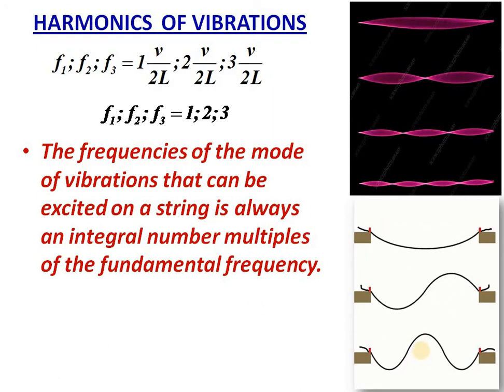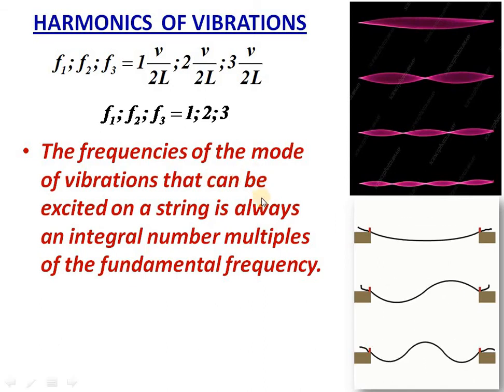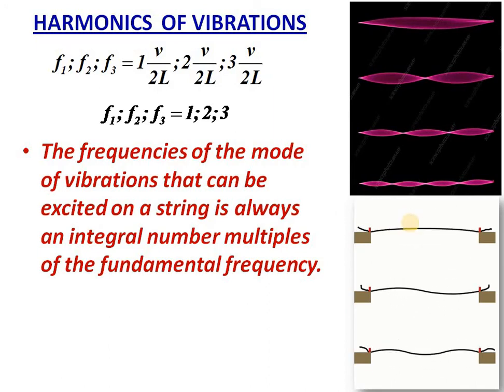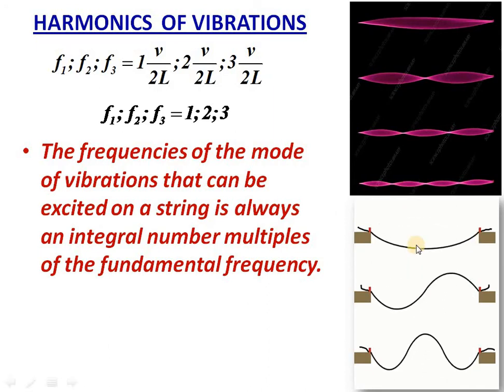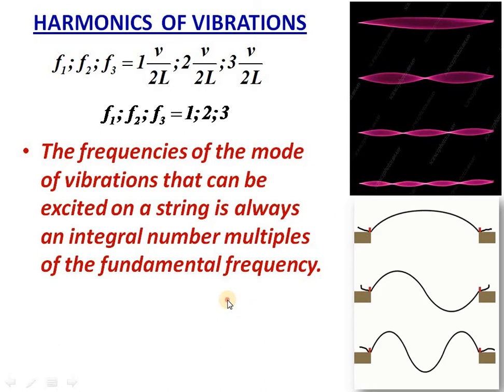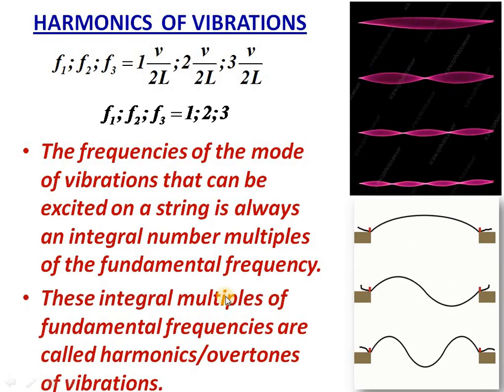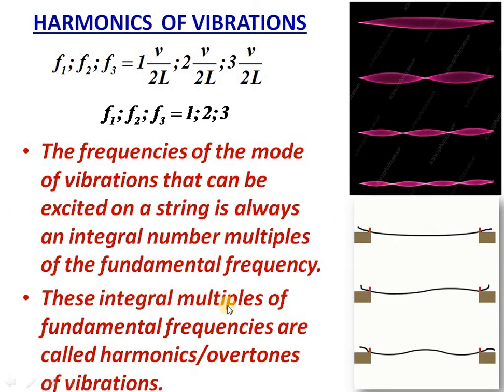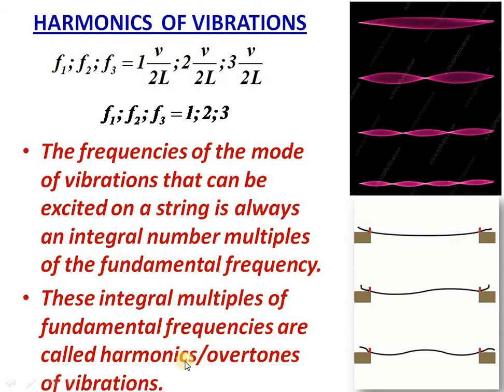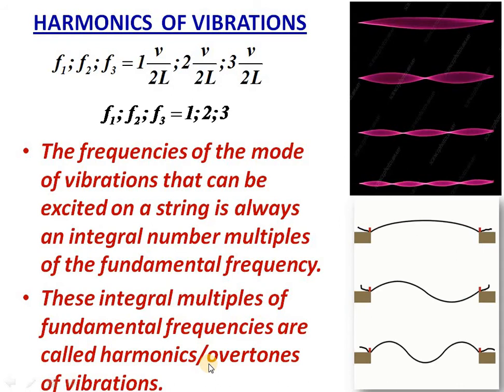So 5, 10, 15. It goes on like that. Suppose the first one is vibrating with some fractional values, say 0.5 or 10.5. Then the corresponding multiples will be applicable for the second and third harmonics. Okay, so that is clear. And these integral multiples of the fundamental frequency are called harmonics or overtones of vibration.